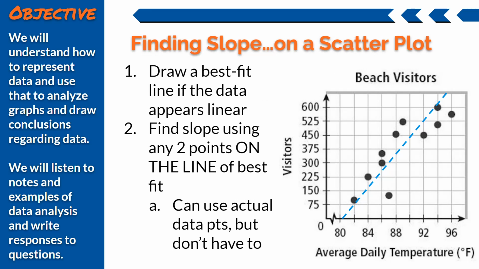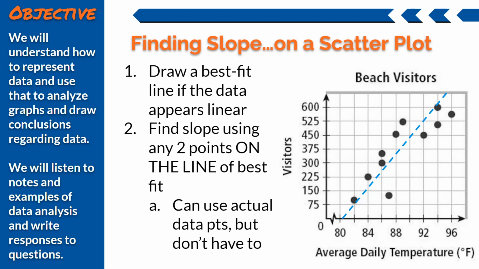So let's look at this one. It says finding a slope on a scatter plot. I have a scatter plot here that shows the number of visitors plotted against the average daily temperature for some beach somewhere. And it says draw a best fit line if the data appears linear. This largely appears linear, so I'd have a best fit line. Notice it does not connect my dots. It's not supposed to in this case.